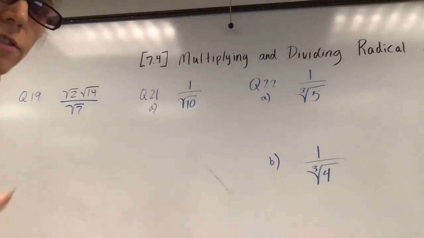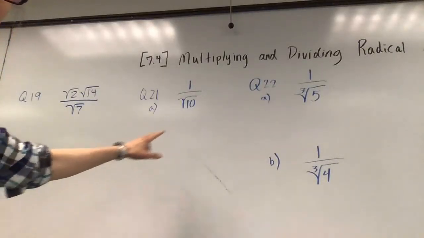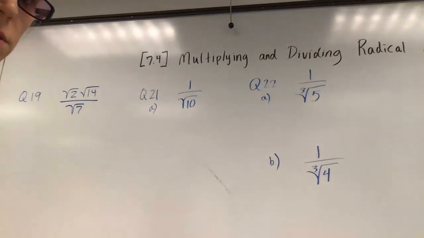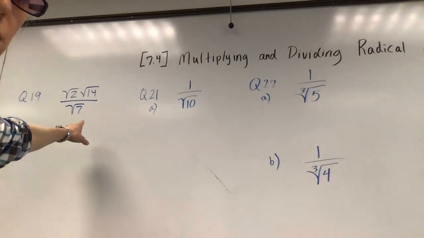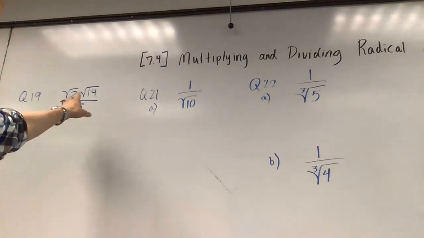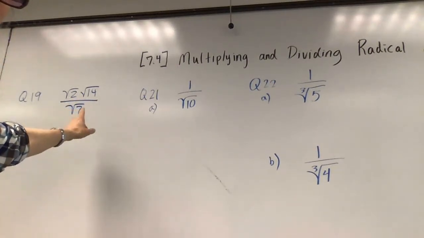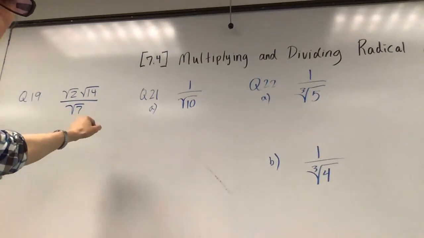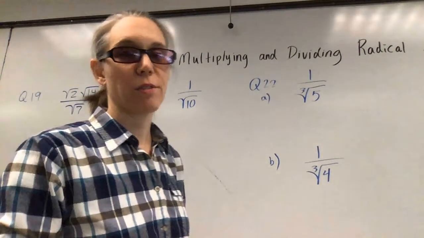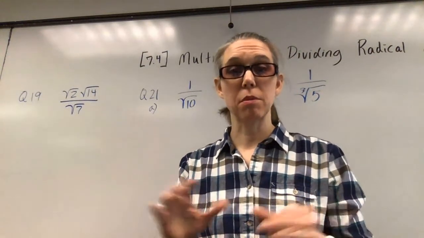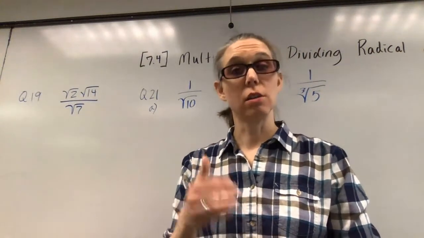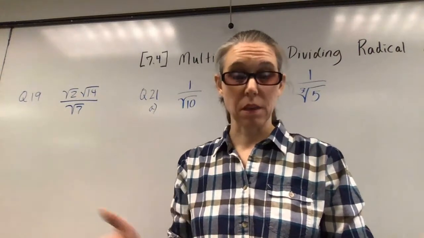Okay, so I have chosen question 19, question 21, and question 22 for starters. Question number 19 has the square root of 7 in the denominator. Before you multiply this by the square root of 7 over the square root of 7, in math you can save yourself some time and headache by observing the problem before you start. That is, look before you leap.